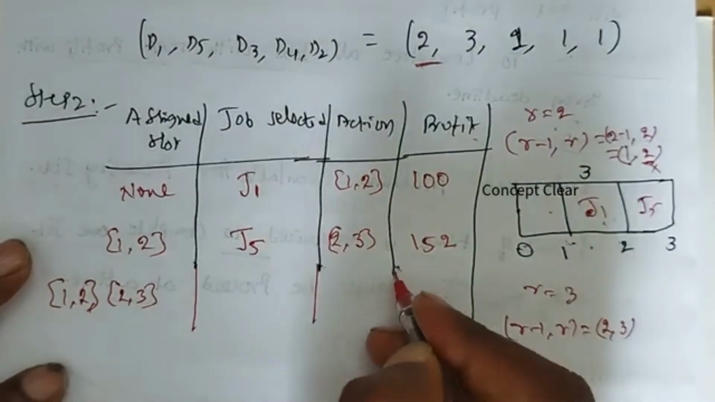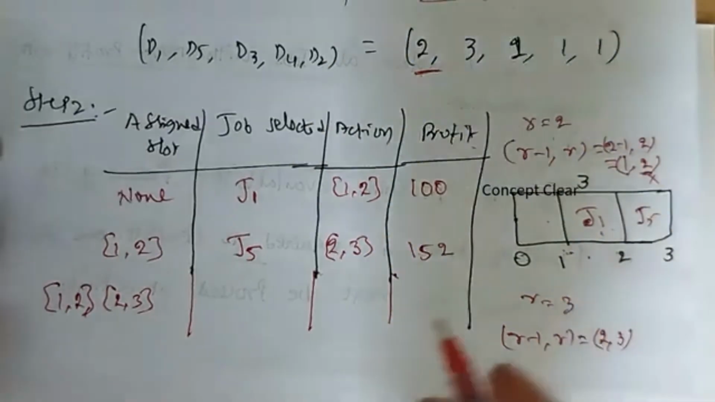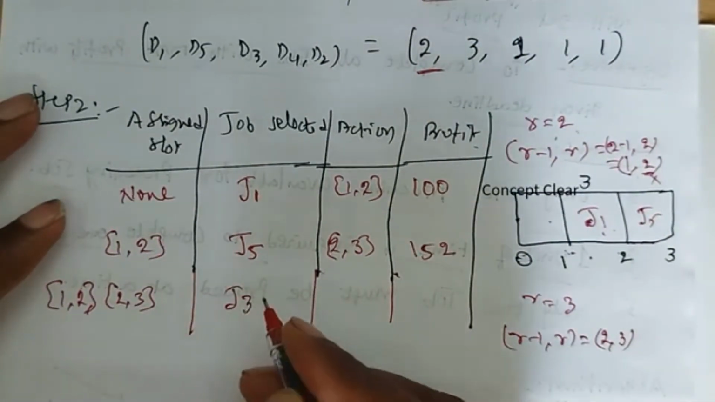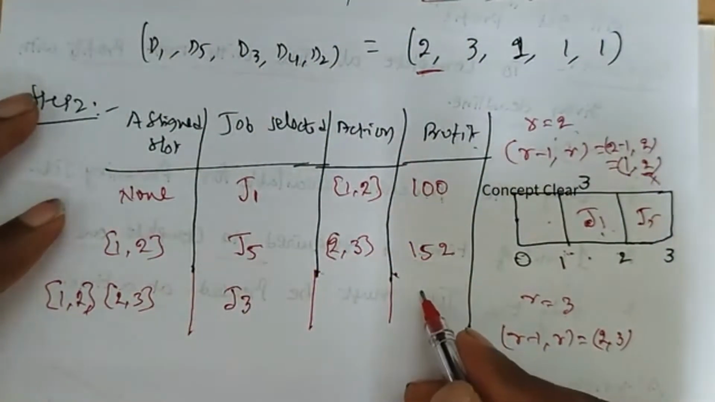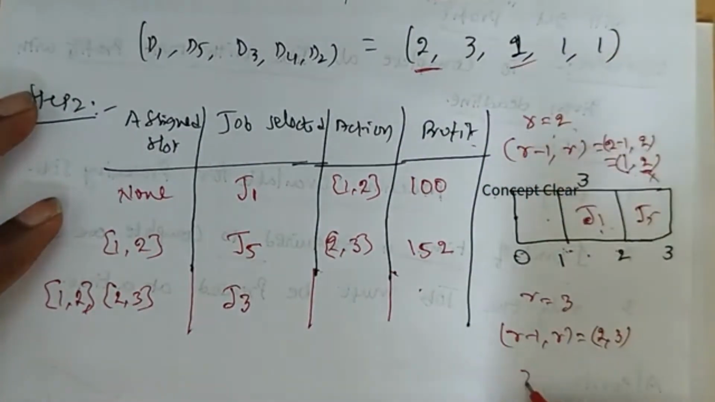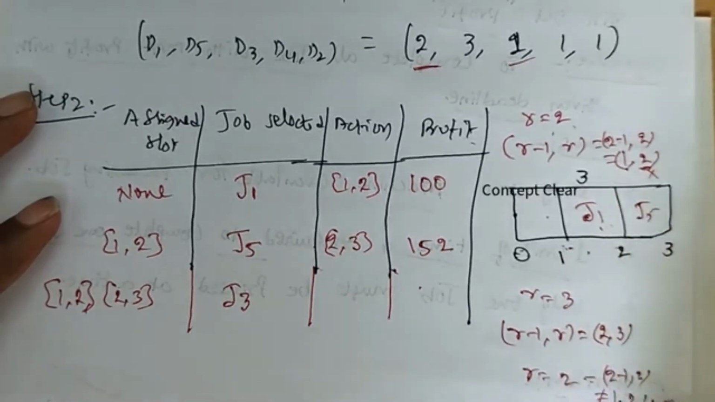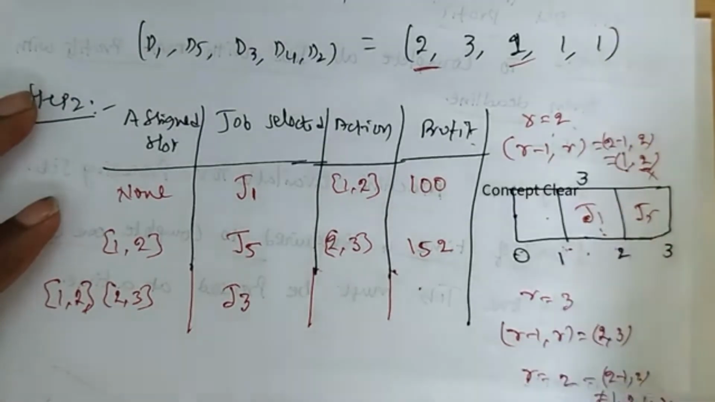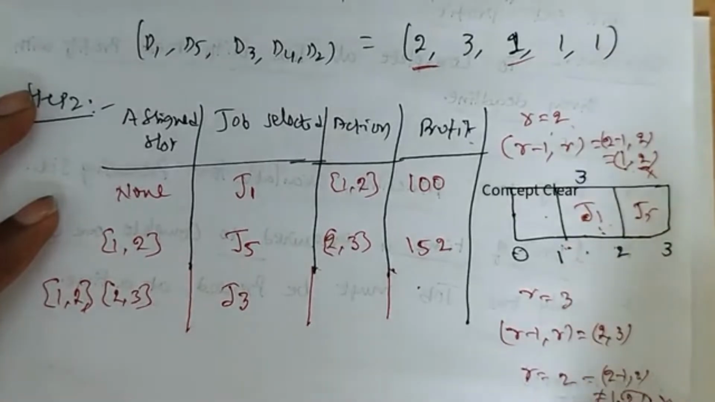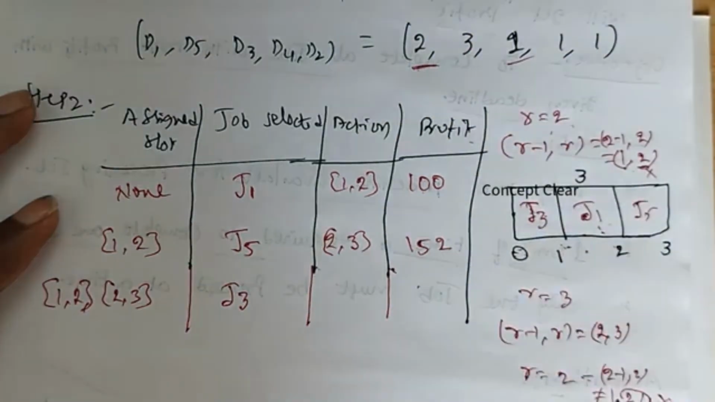Next, the third profit is 38. The job number is J3. The deadline value is 2. R value equals 2 means 2 minus 1 comma 2, that equals 1 comma 2. The slot is already filled, so we have to take the previous value. What is the previous value? 1. So we are placing J3 here.